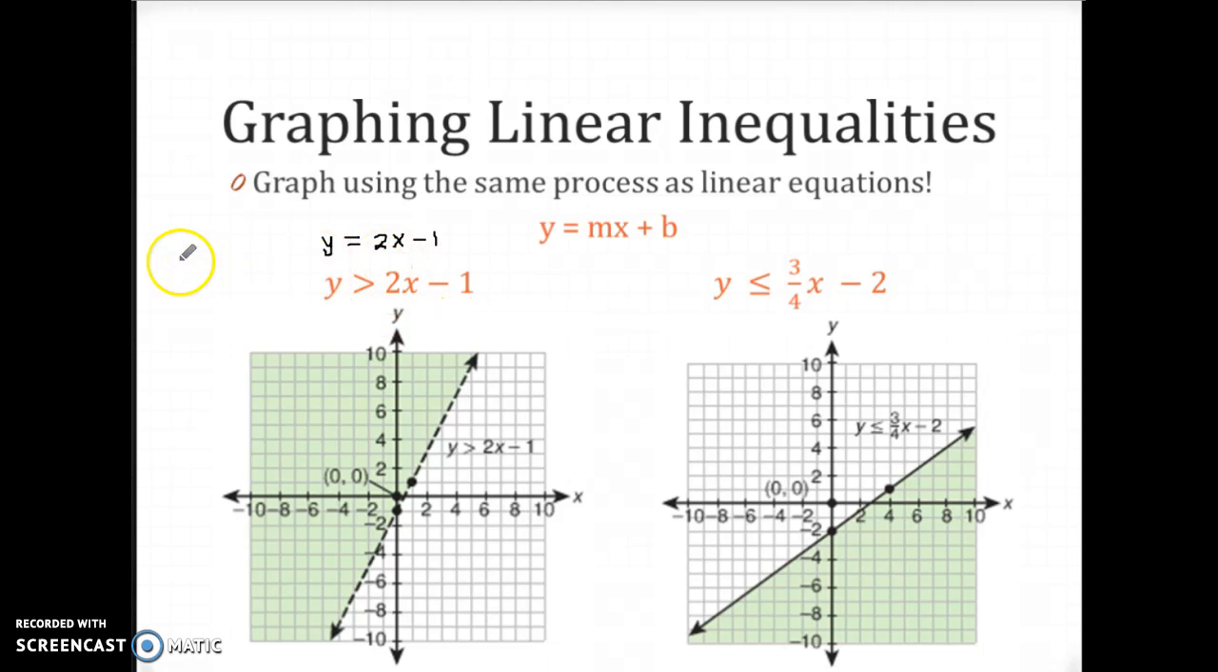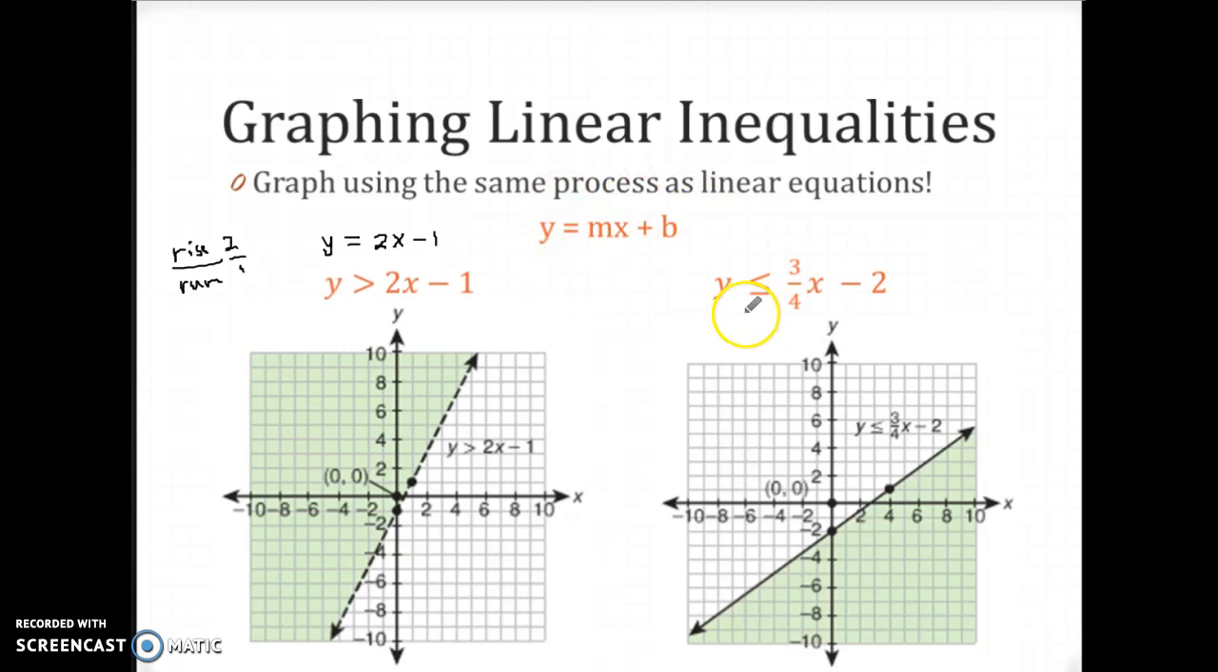So we would count a rise of 2, a run of 1. From this point, negative 2, 1, 2 is our rise of 2. To the right 1 gets us this point. You'll note the difference, though, is now in this case we have a dashed line and we have some shading going on. But the graphing of what we call the boundary line is the exact same process we use to graph equations in slope-intercept form.